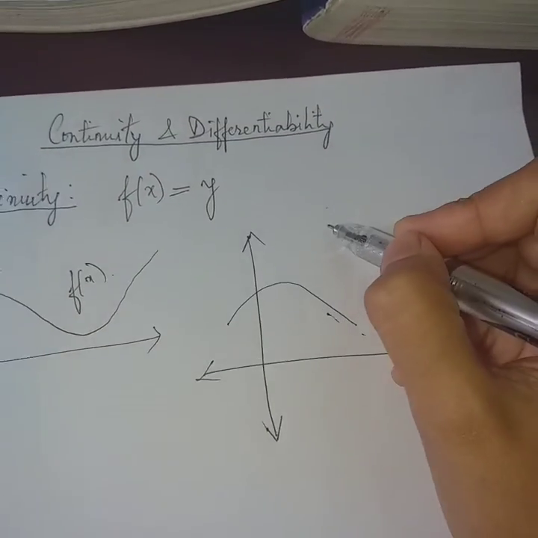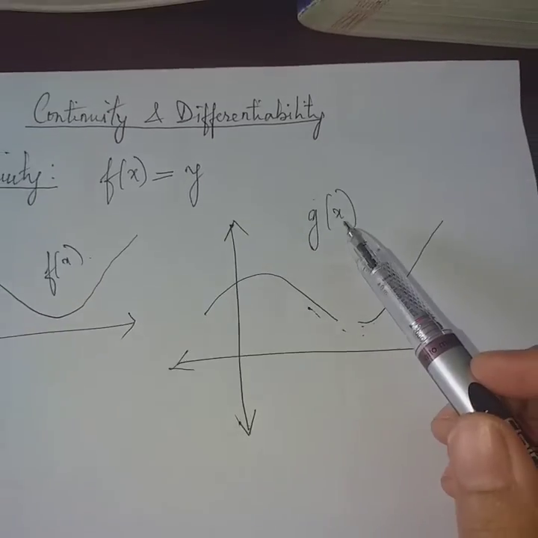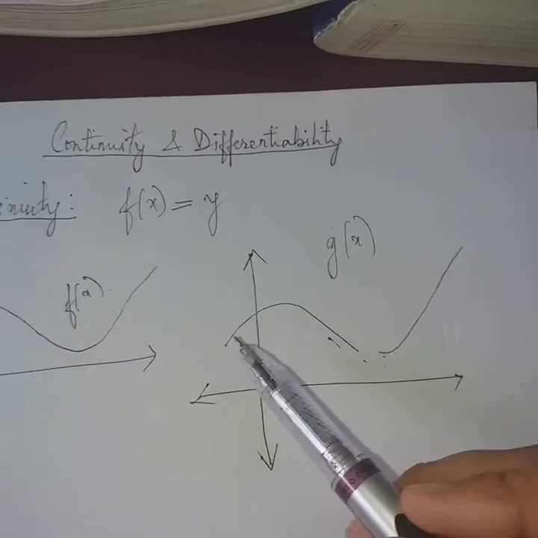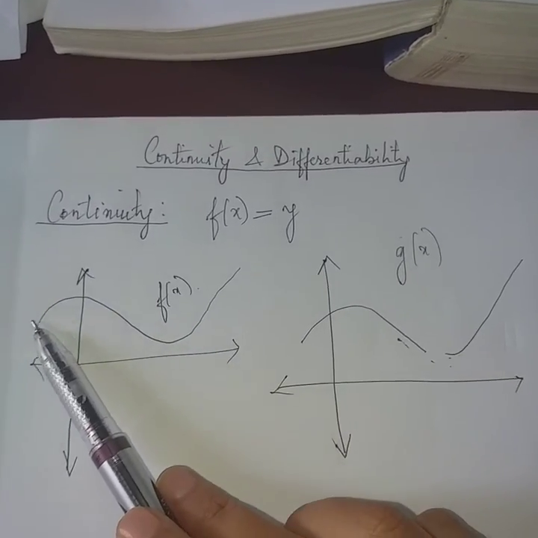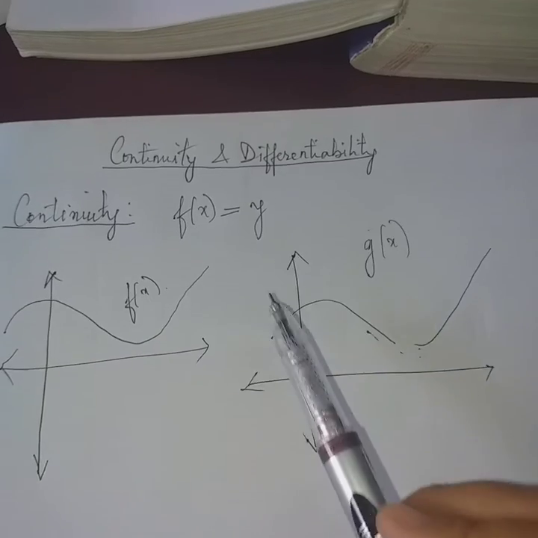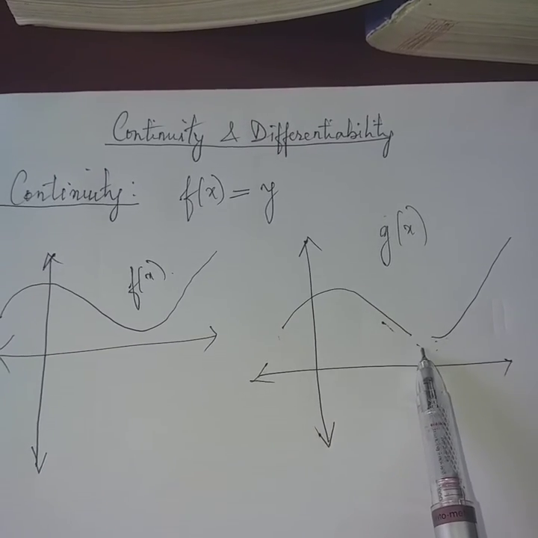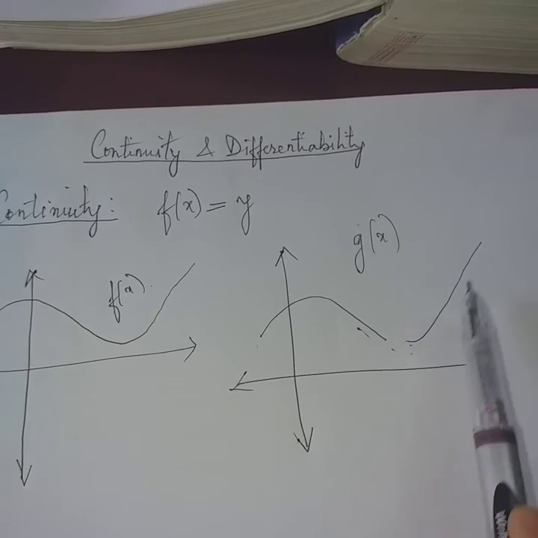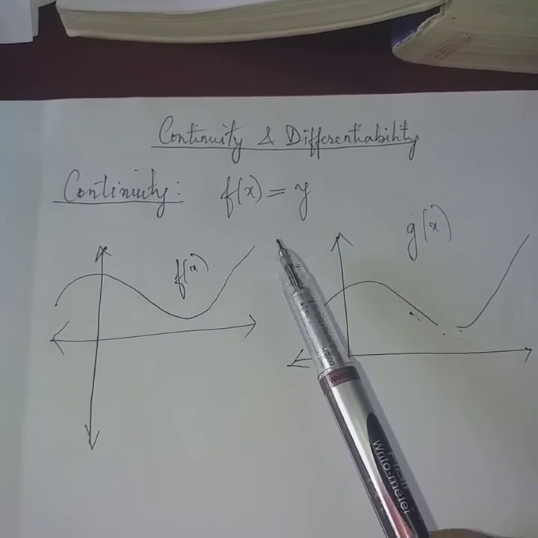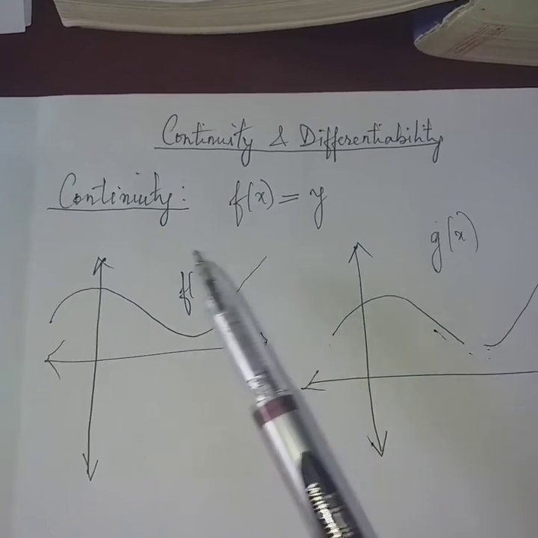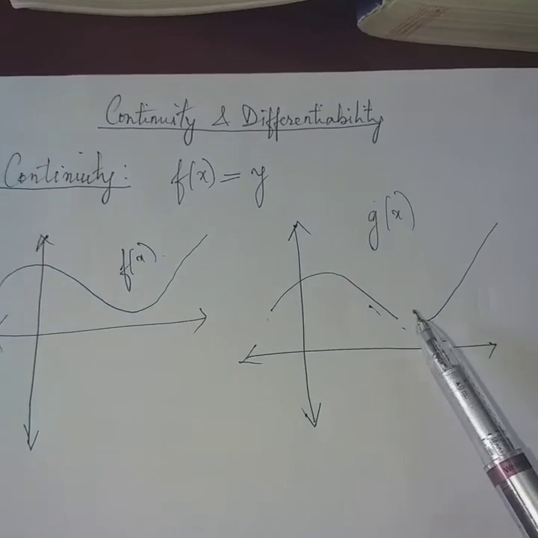So let's say this is a graph of a function g(x). So there is a difference between these two graphs. Here the graph is going on without any interruption, and here there is an interruption, or there is a break in the graph. So this kind of graph where there is no stoppage or interruption is said to be a continuous graph, while this is a discontinuous graph.